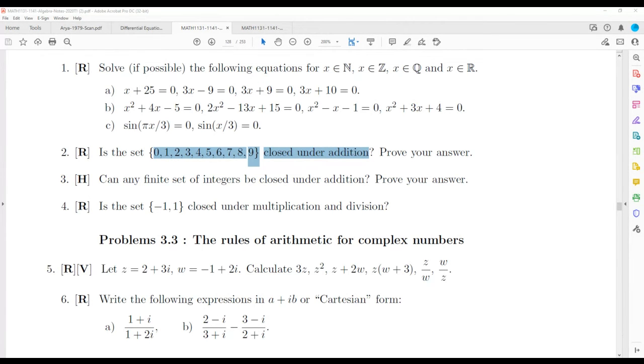Correct. Excellent. Thanks for piping up in the chat. So you are correct. It's definitely not closed under addition. But how do we prove it? How do we prove that something is not closed? Does anybody have an idea how we can prove it?